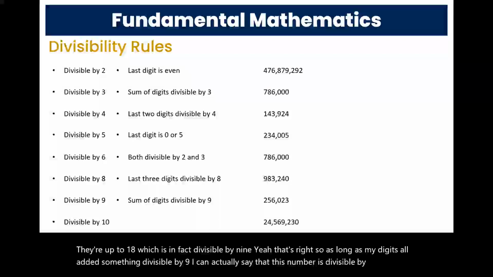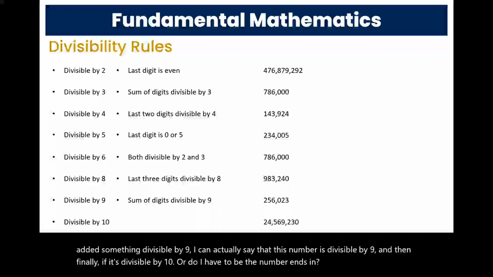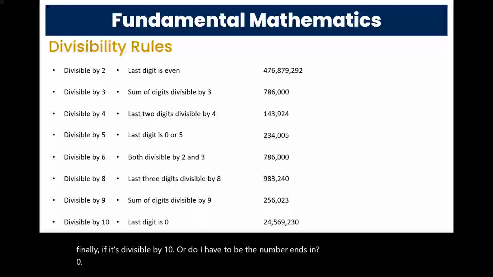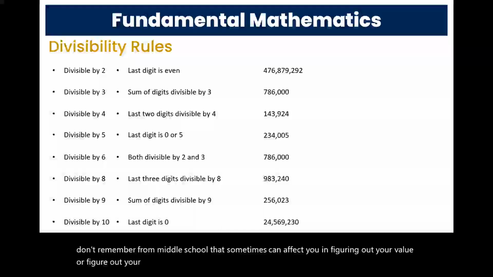And then finally, if it's divisible by 10, what do I have to be? The number ends in 0. So again, these seem like kind of arbitrary rules, but this is some of the basic stuff that you don't remember from middle school that sometimes can affect you in figuring out your answers. So make sure you know your basic math rules like this.